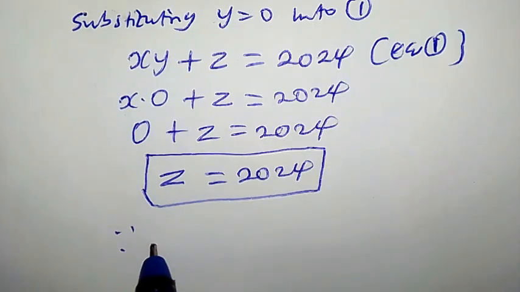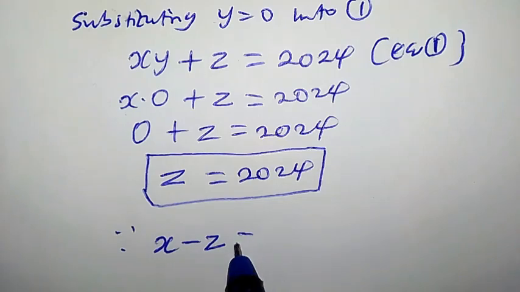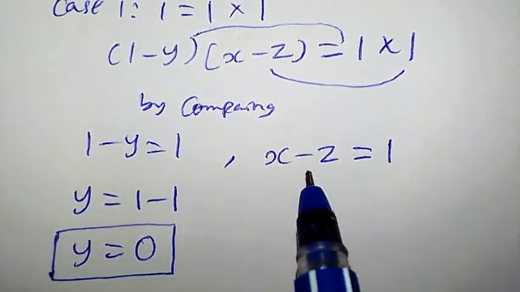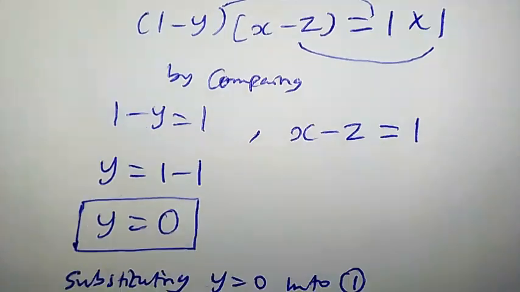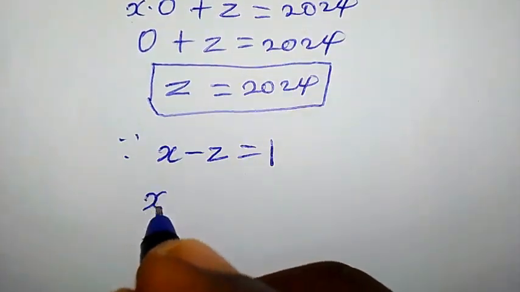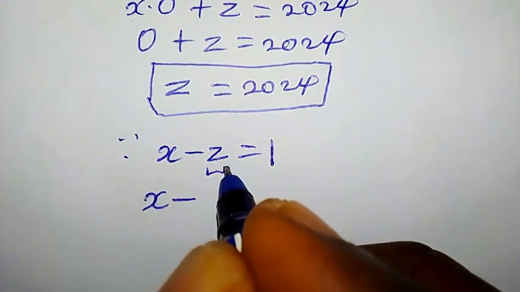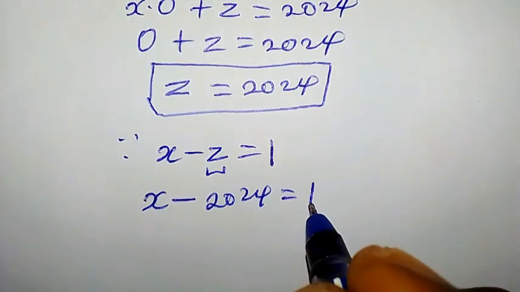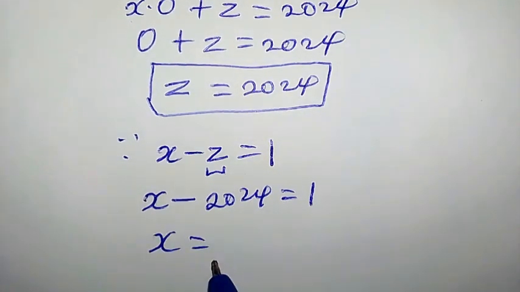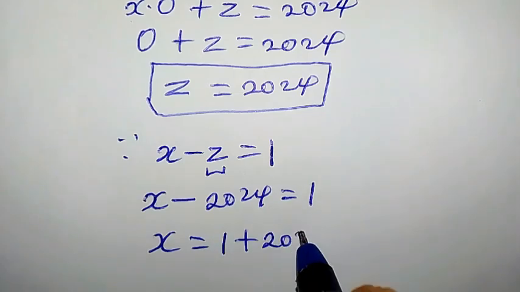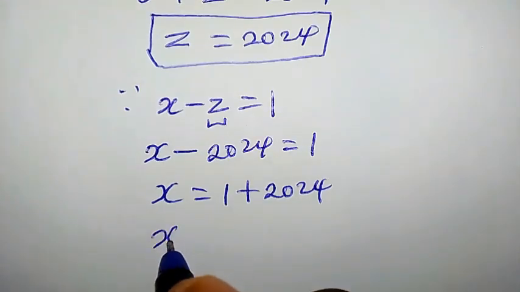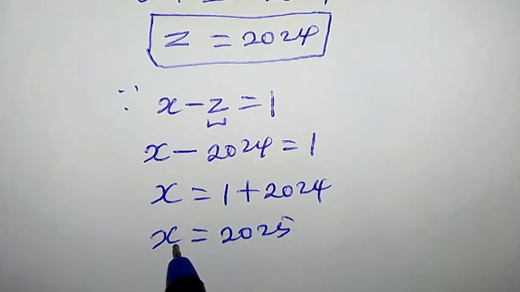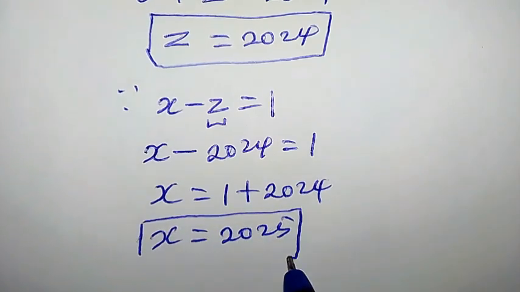Also, since x minus z is equal to 1, let me show you what we have here. x minus z equals 1. So we have x minus, what is z? z is 2024. We have x minus 2024 equal to 1. Clearly, x is equal to 1 plus 2024. This means that x is 2025. This is the value of x.